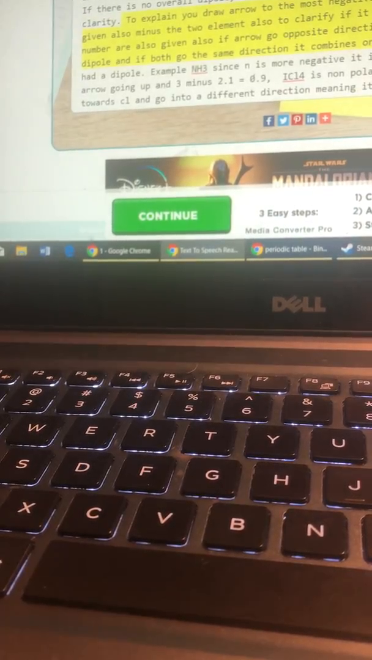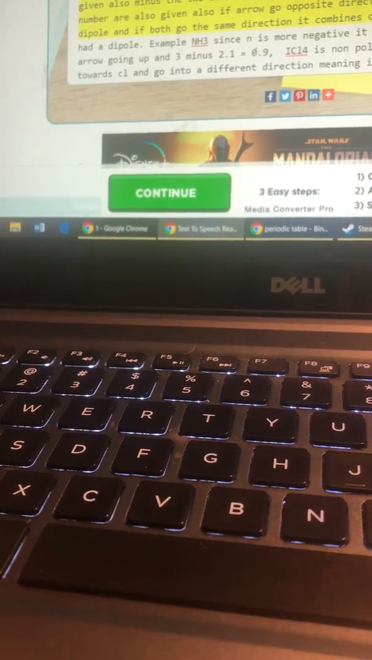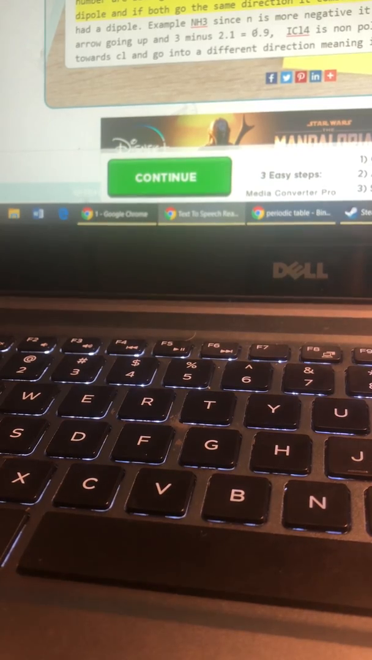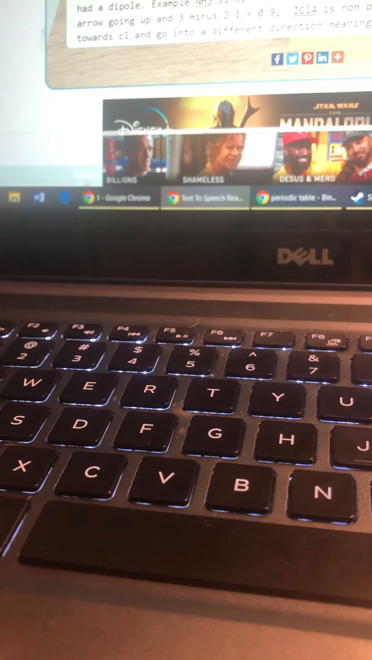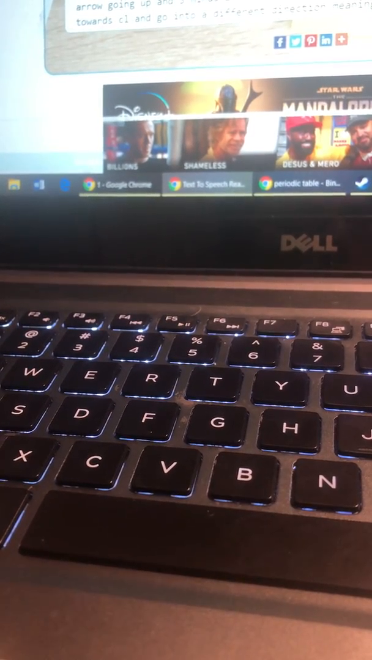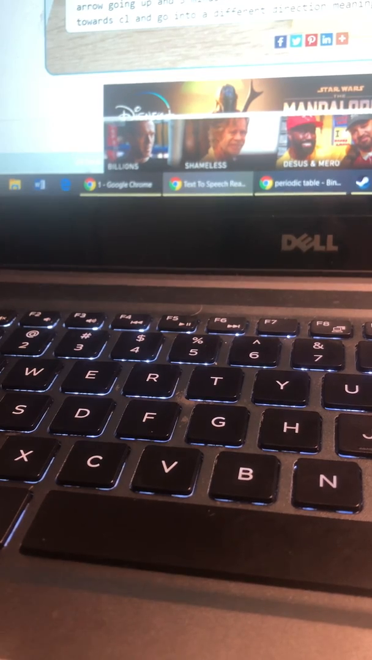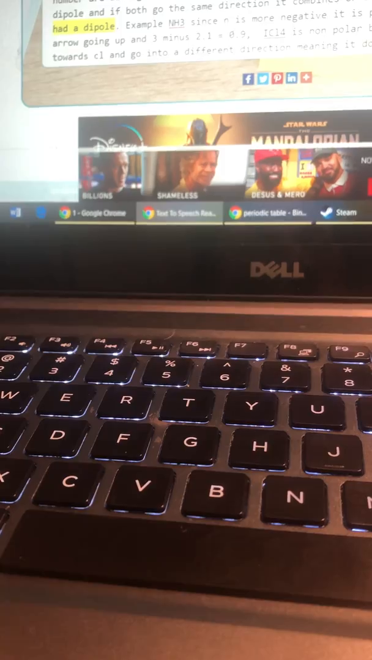To explain, you draw the arrow toward the most negative element, which is given by electronegativity, and subtract the two elements. Also, to clarify whether it is polar or nonpolar, these numbers are given. Also if arrows go in opposite directions they cancel, meaning no dipole, and if both go the same direction they combine, or if we still have an arrow then it has a dipole.